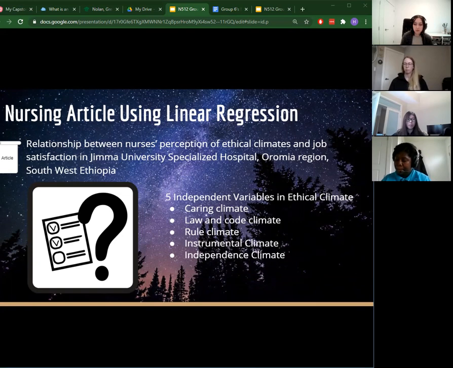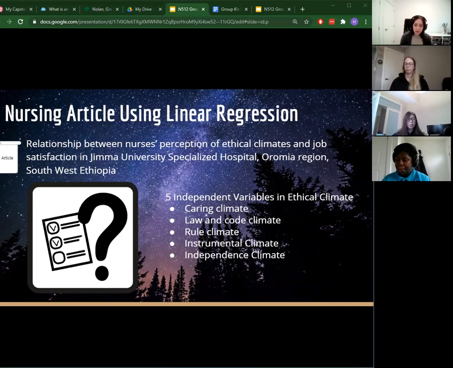The study aimed to determine the relationship between the nurse's perception of ethical climates and job satisfaction. Job satisfaction can be related to poor job performance, lower productivity, high staff turnover rate, and decreased quality of care. Although this research study was completed in Ethiopia, nursing ethics and job satisfaction is applicable everywhere. This was a cross-sectional design producing and analyzing both descriptive and inferential statistics on SPSS. Pearson's correlation, simple and multiple linear regression analysis was completed. All analysis was conducted at a 0.05 significance level.